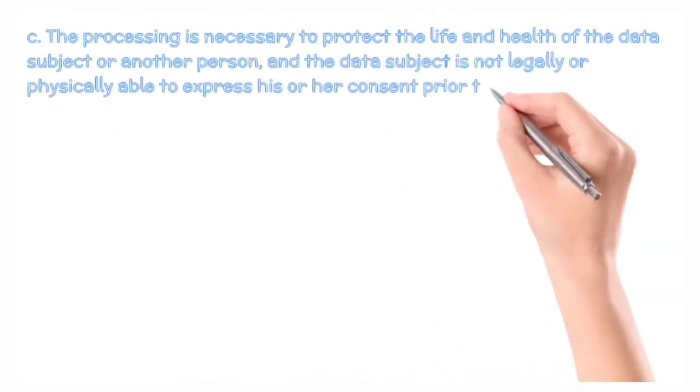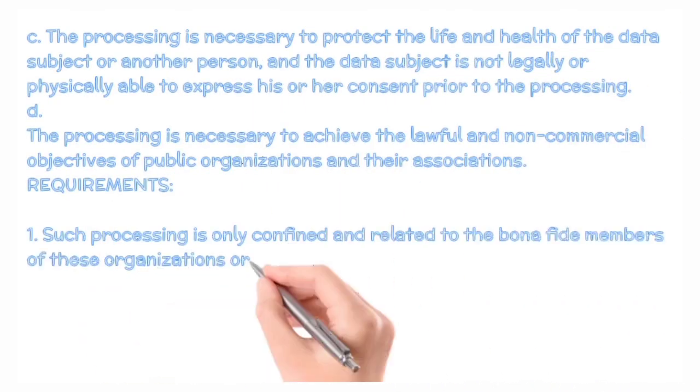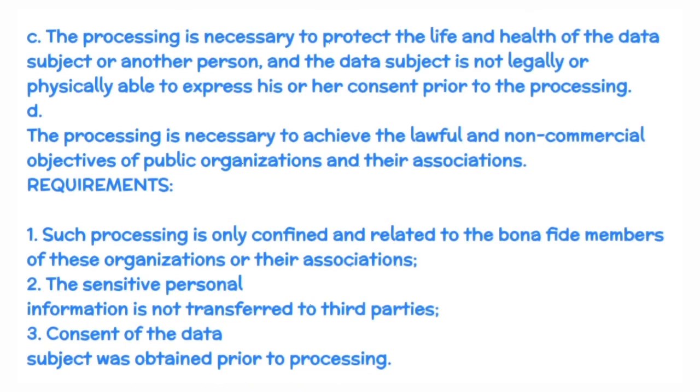C. The processing is necessary to protect the life and health of the data subject or another person, and the data subject is not legally or physically able to express his or her consent prior to the processing. D. The processing is necessary to achieve the lawful and non-commercial objectives of public organizations and their associations. Requirements: 1. Such processing is only confined and related to the bona fide members of these organizations or their associations. 2. The sensitive personal information is not transferred to third parties. 3. Consent of the data subject was obtained prior to processing.